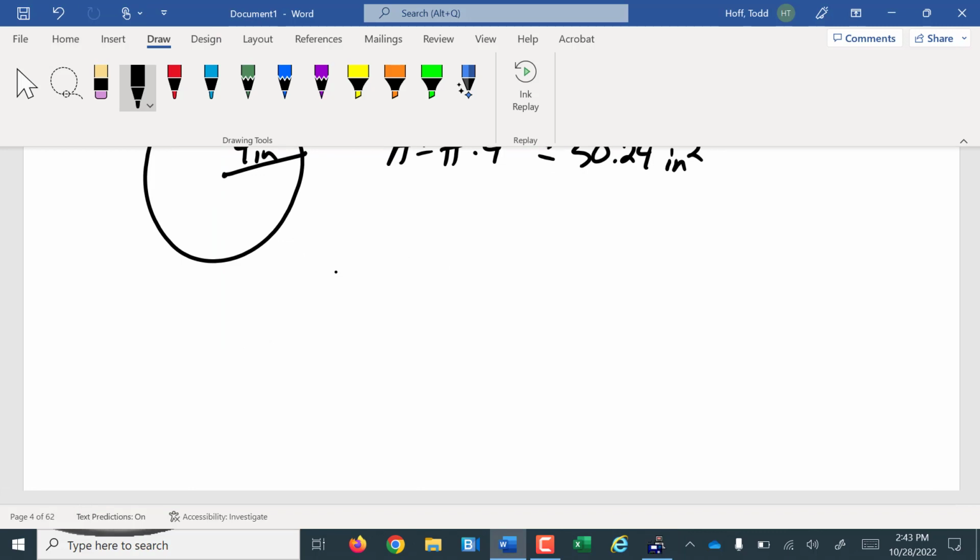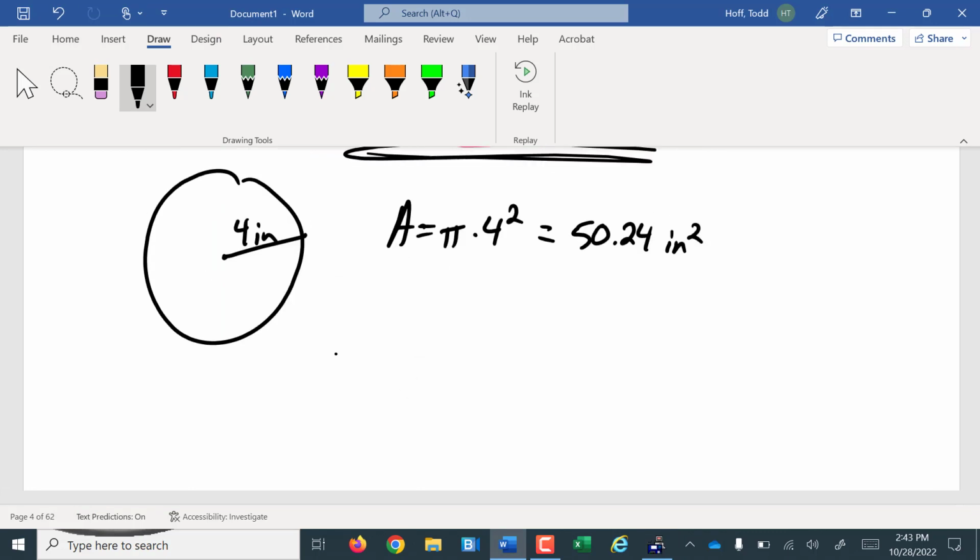If you use the pi key, now most of your calculators have a pi key, it comes out to like 50.26 because I'm using just 3.14. And so it's a little bit different. On a quiz or a test, what I usually do is I do both. I use 3.14 and then I use the pi key. And then any answer in between those two numbers is okay.